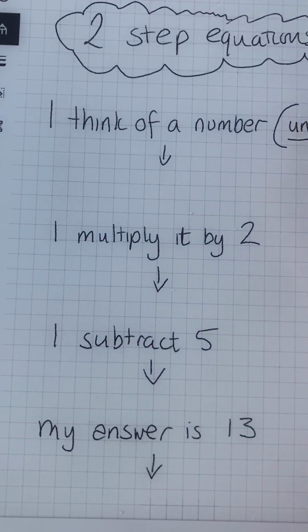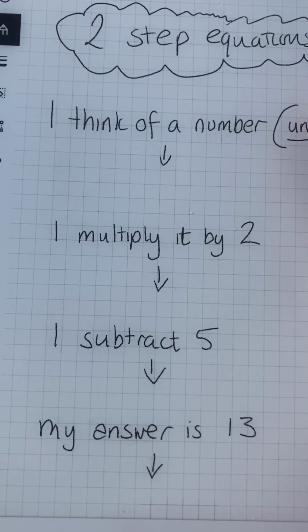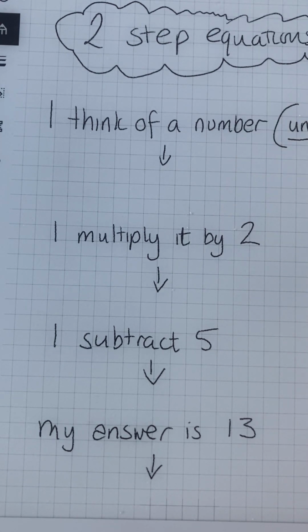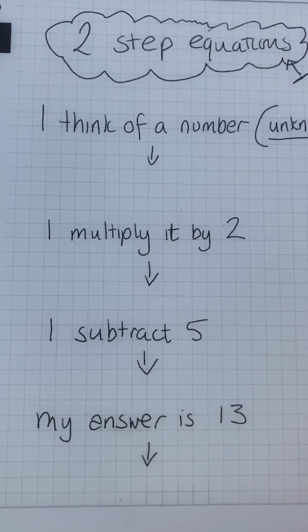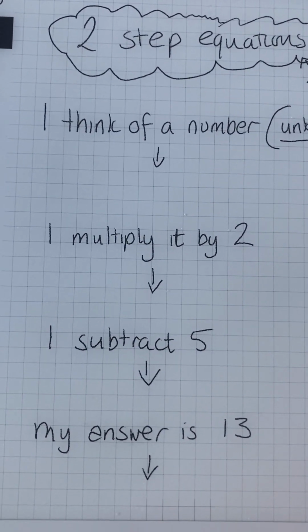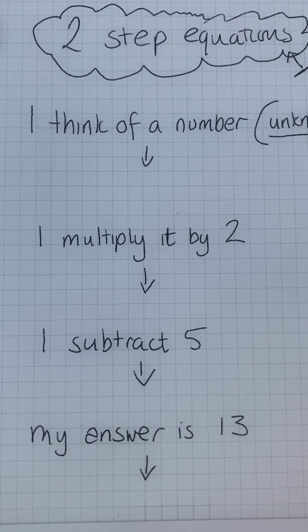So two-step equations are when we've got an unknown number and we want to solve that equation. We want to work out what that unknown number is. I can move this along a bit, there we go.